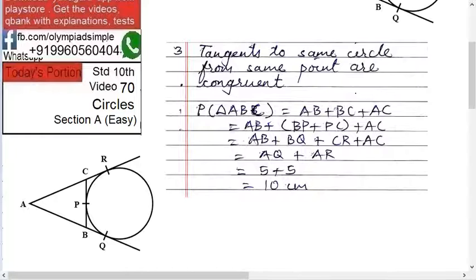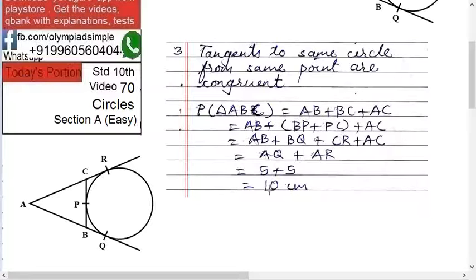Okay. This BP equals BQ, right? And PC equals CR, right? So we get this. But AB plus BQ is AQ, and CR plus AC is AR, right? And we have the values of both. So 5 plus 5 is 10. So the perimeter of triangle ABC is 10.